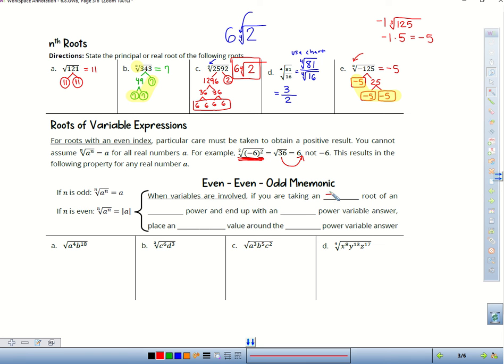So when variables are involved, if you are taking an even root of an even power and end up with an odd power answer, place an absolute value around the odd power variable answer. So we're going to practice that. It sounds complicated, but it's honestly not. It's just a way of dealing with a problem. So if you take an even root and you get an odd answer, you can't have a negative under an even root. So this is like a workaround to make sure that doesn't happen. Because we know absolute values make numbers what? Positive.